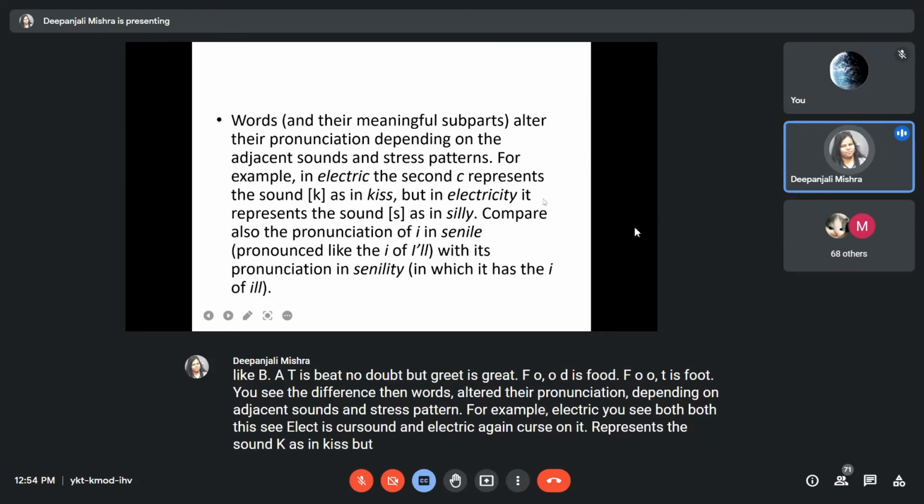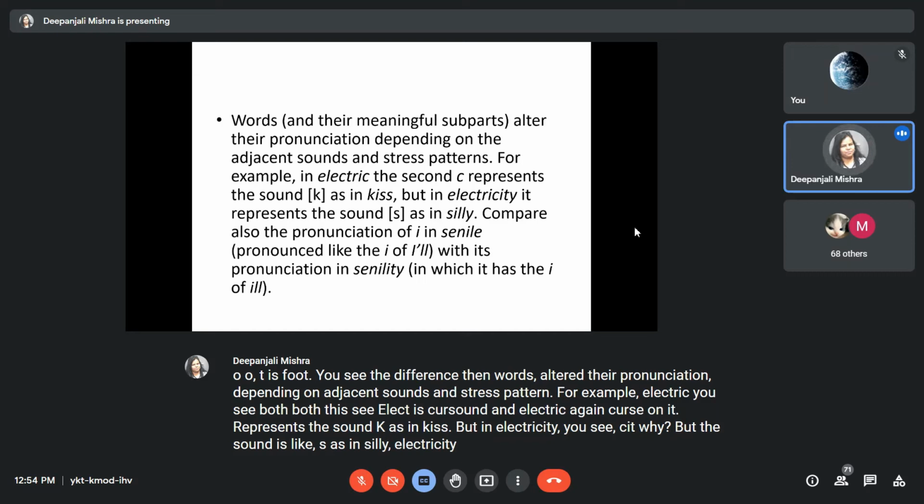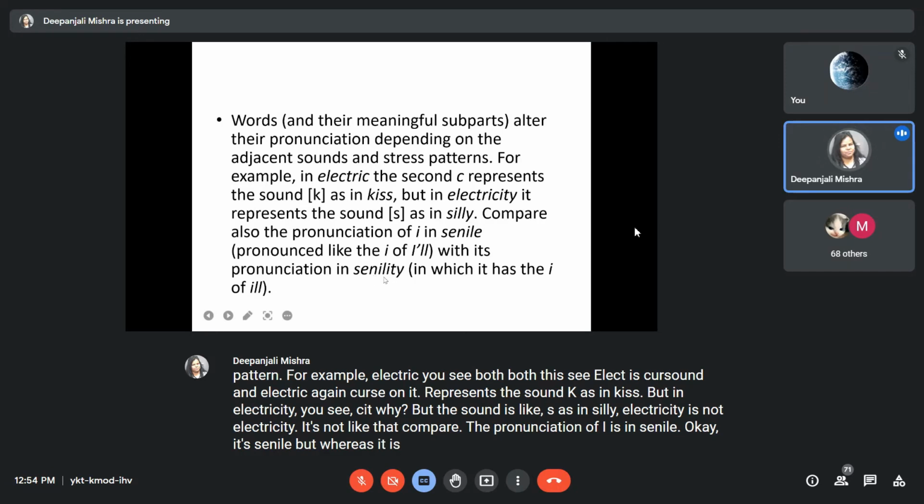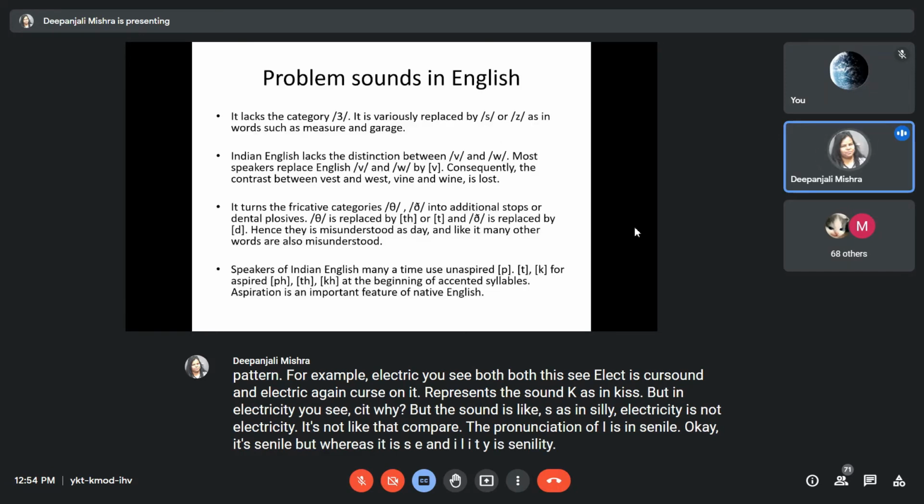But in electricity, you see CITY, but the sound is like S as in silly. Electricity is not electricity. It's not like that. Compare the pronunciation of I in senile. Okay, it's senile. But whereas SENILITY is senility. Problem sounds: S and Z.